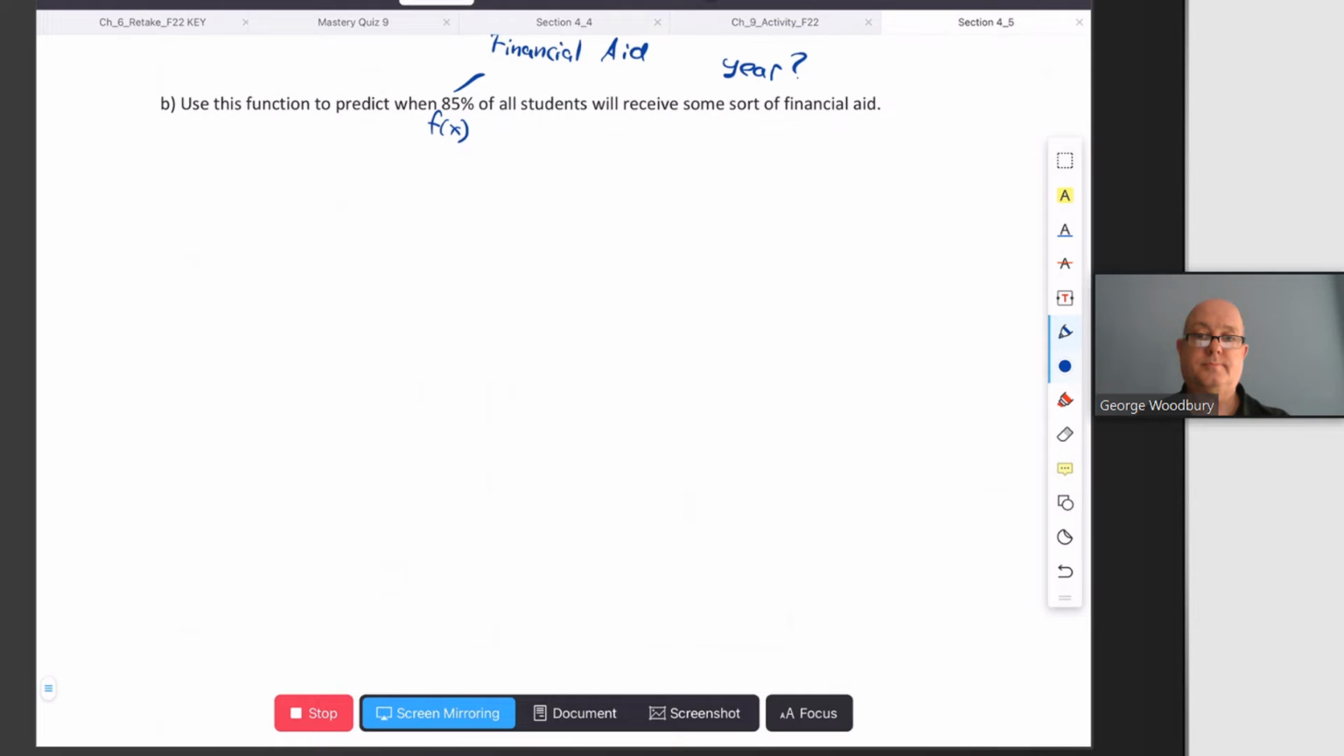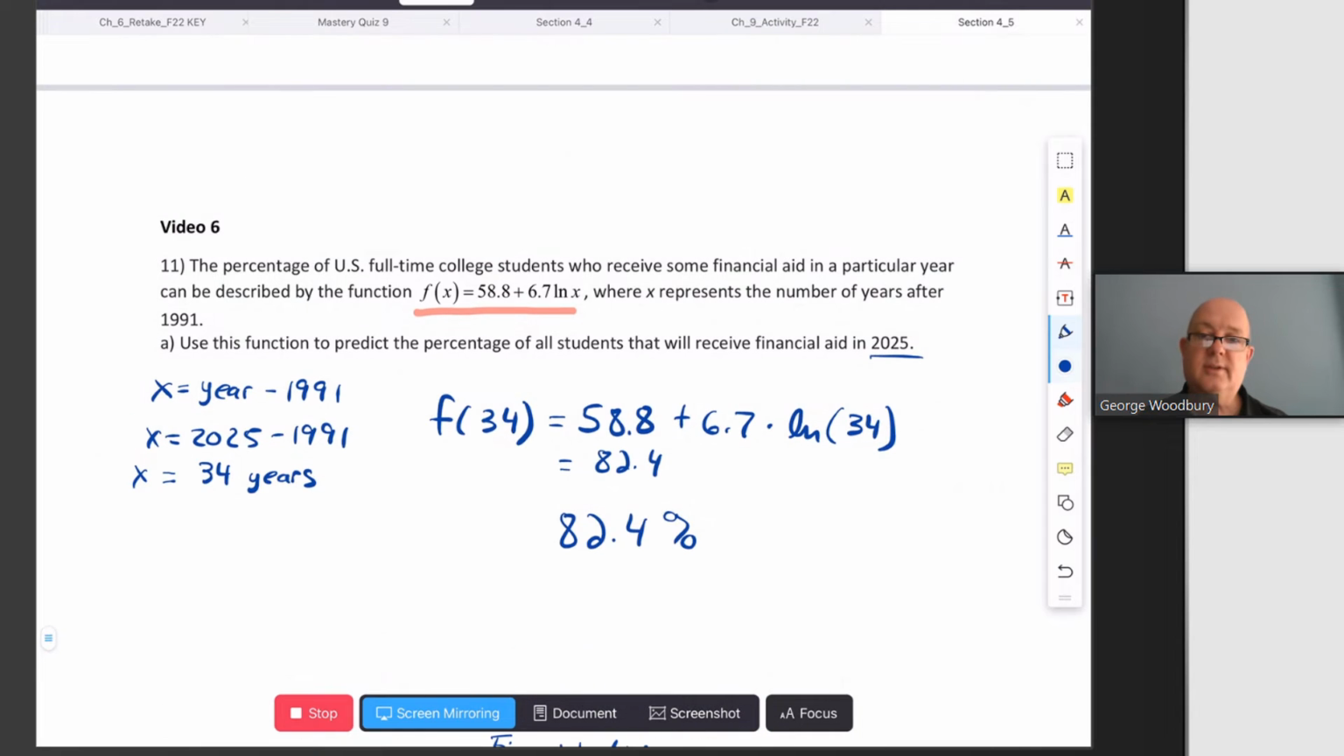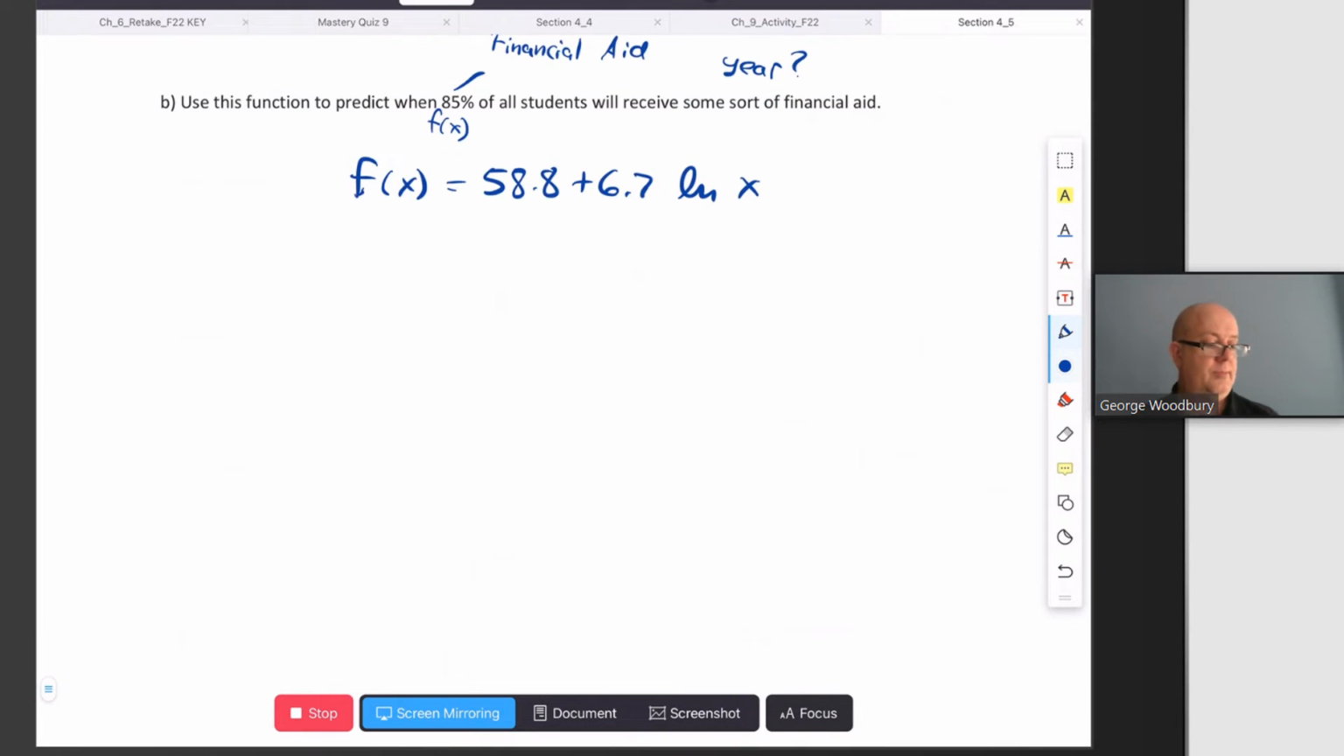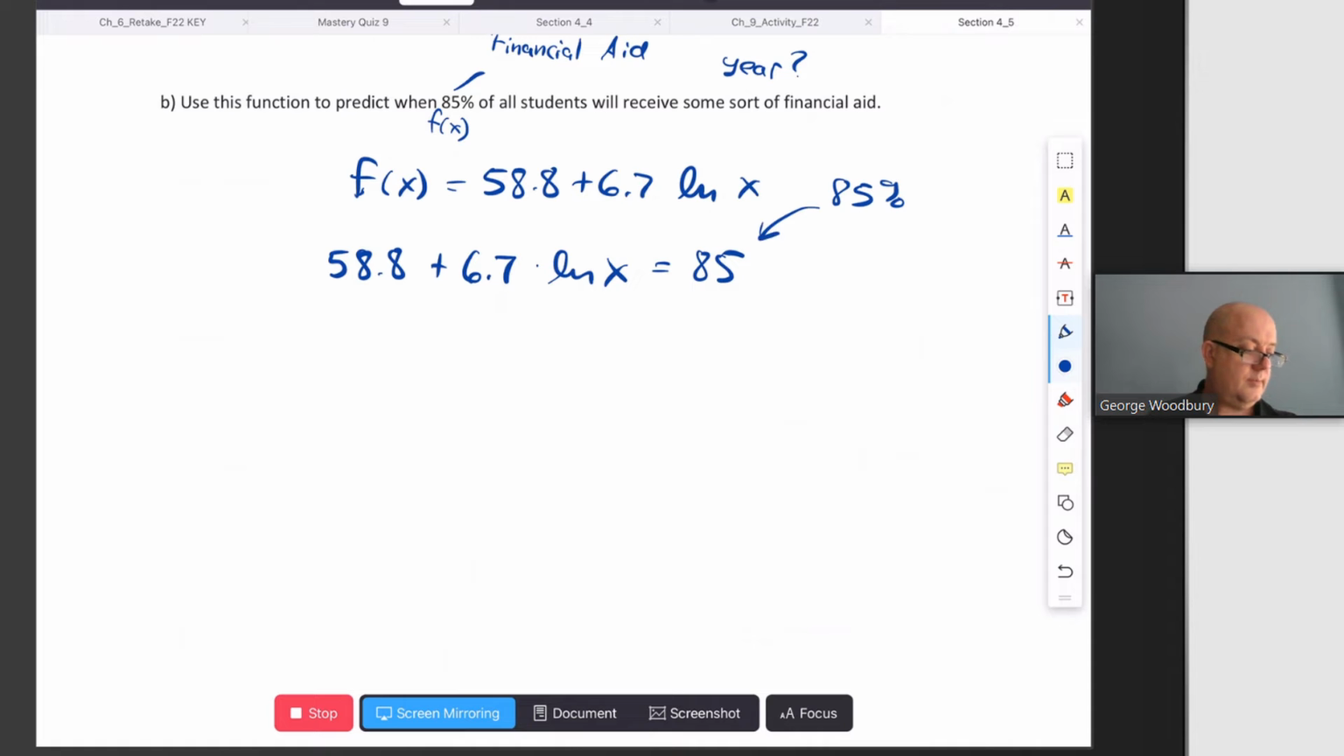So let me copy down the function again. f of x equals 58.8 plus 6.7 times the natural log of x. Let me make sure that's correct. That's correct. And we want to figure out when that equals 85%. So 58.8 plus 6.7 times the natural log of x equals 85. How do we solve that? We need to have it in the form natural log of x equals some number. So we need to start peeling these numbers off.